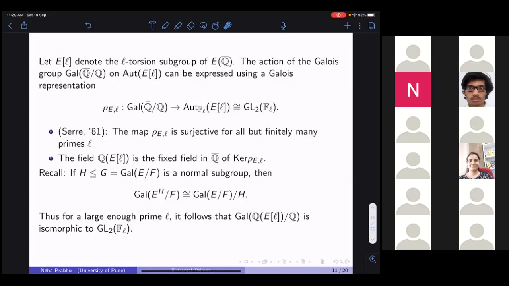Okay, so now use Galois theory. We know that if H is a normal subgroup, then the Galois group of the fixed field over F would be the total Galois group mod H. And so using the surjectivity, we know that the Galois group mod the kernel should be isomorphic to the Galois group of the fixed field of the kernel, which was nothing but the L-torsion field. And so this tells us that the Galois group of Q adjoin E[L] over Q is isomorphic to GL2(F_L). Okay, so why is this pertinent?